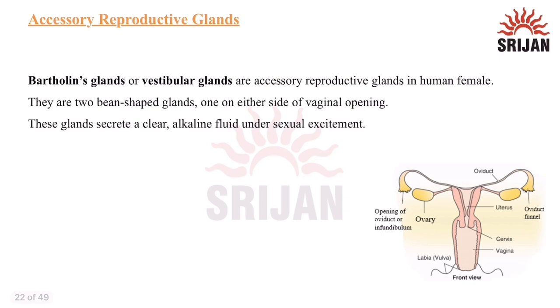Accessory reproductive glands. The Bartholin's glands or vestibular glands are the accessory reproductive glands in the human female. There are two bean-shaped glands on either side of the vaginal opening over here. These glands secrete a clear alkaline fluid under sexual excitement.